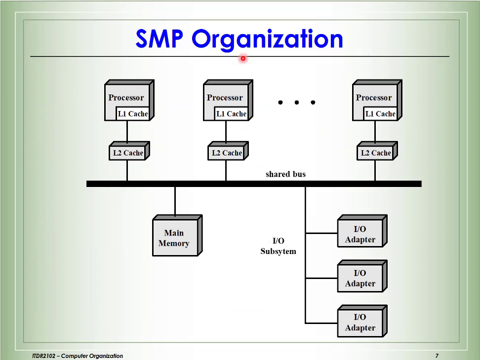So here you can see the organization of symmetrical multiprocessing. Multiple CPUs with their cache memory, and then they share the memory, and this is the I/O system. So the communication between the processors is through the shared memory. Okay. Next.